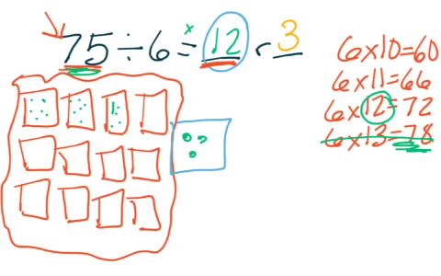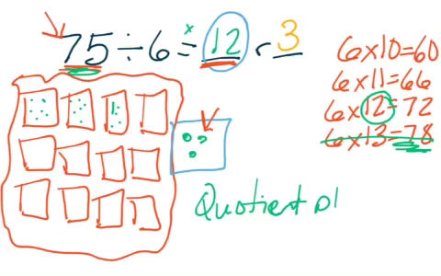final destination. So for this problem, I can't leave these 3 footballs off to the side. They can't stay at the warehouse. I can't leave them behind. And whenever I can't leave something behind, it is a quotient plus 1 problem. So my quotient is right here. My quotient is 12. I need to add 1 to my quotient.